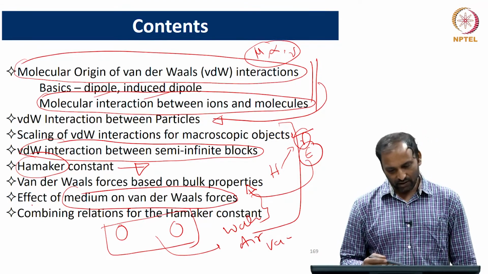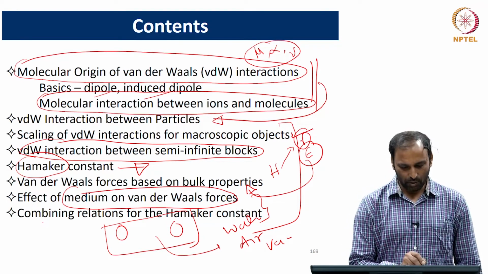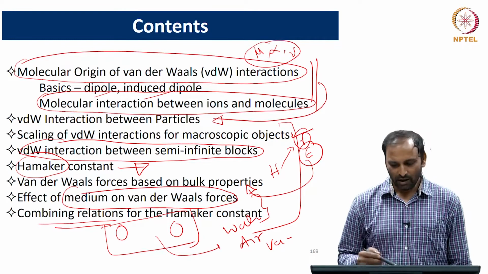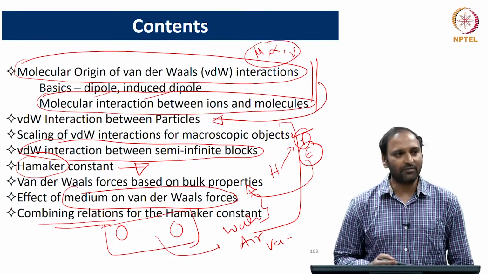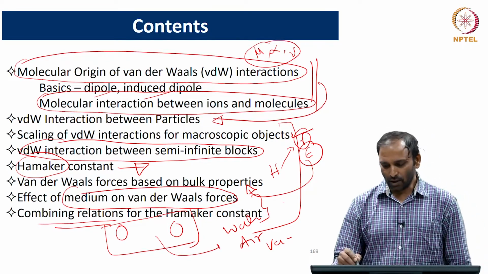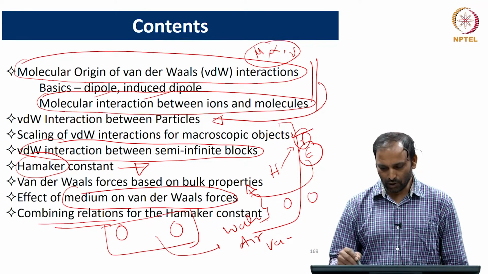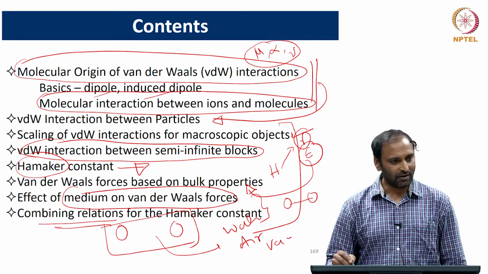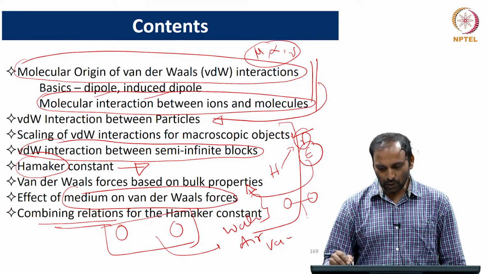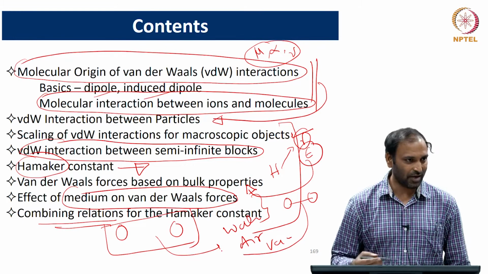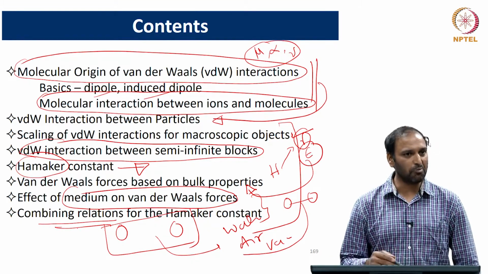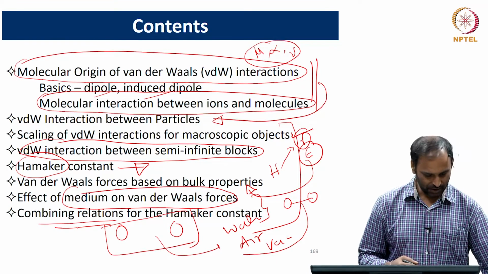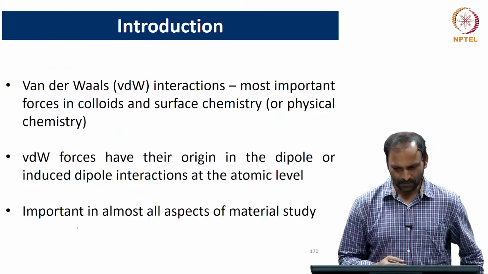And then finally, we will end with talking about combining relations. These combining relations are useful when you have information about the van der Waals interaction between two atoms or molecules or particles in vacuum. I can use that information to obtain the van der Waals interaction between the particles in any medium. Okay. So, therefore, these combining relations become important. So, this is what is going to be the flow of this particular module.